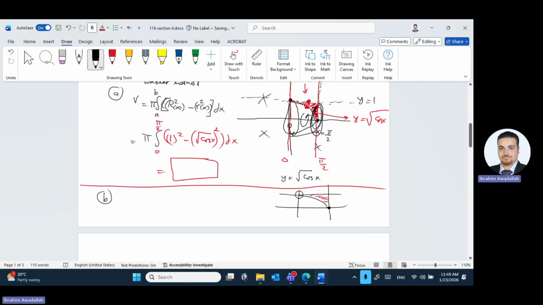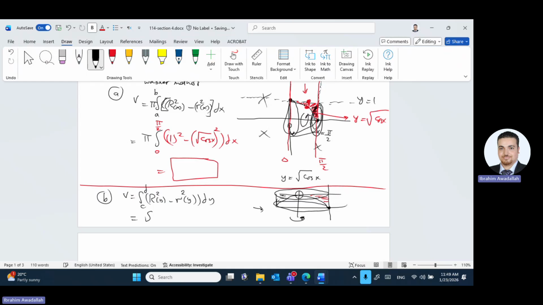This time I'm talking about the y-axis. The shape would be like this, by the way. About the y-axis now, V equals the integration from c to d of R capital squared of y minus r small squared of y, and here dy. It's not an easy question now, but I believe you will understand it.